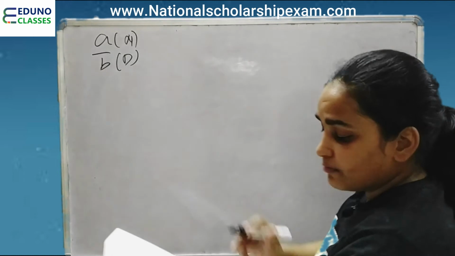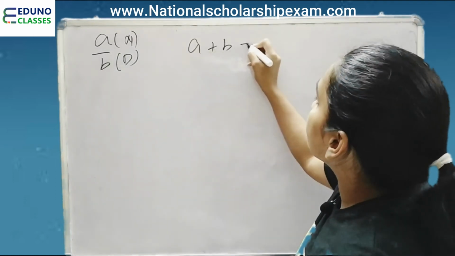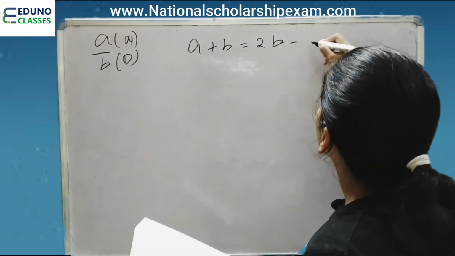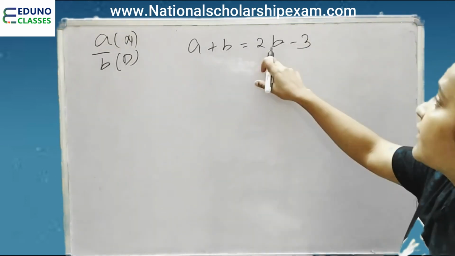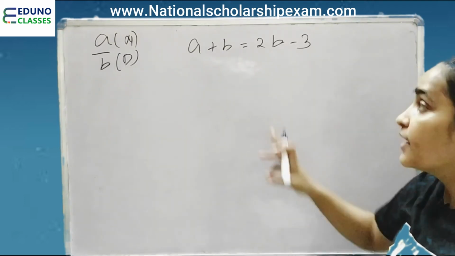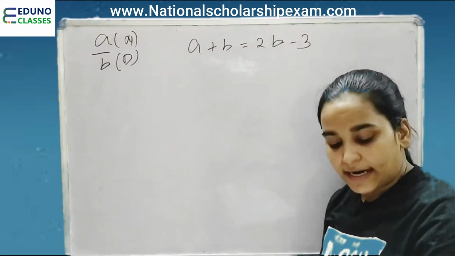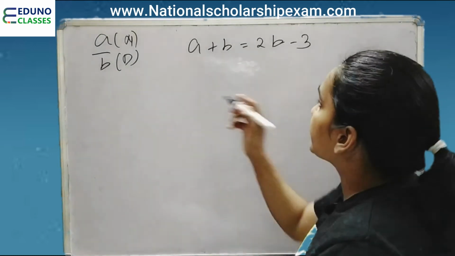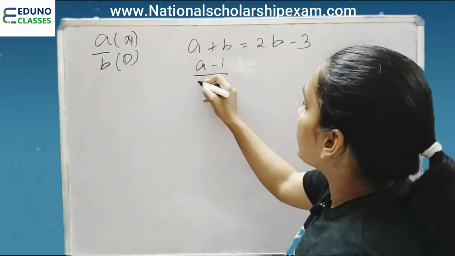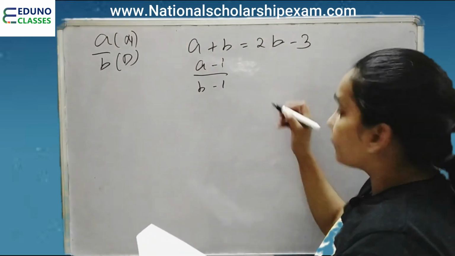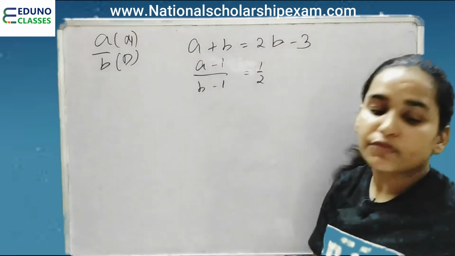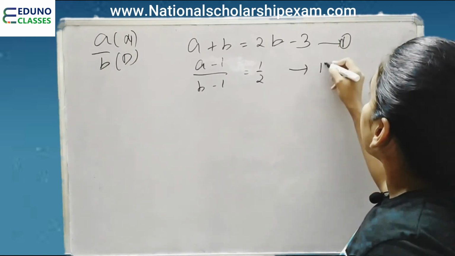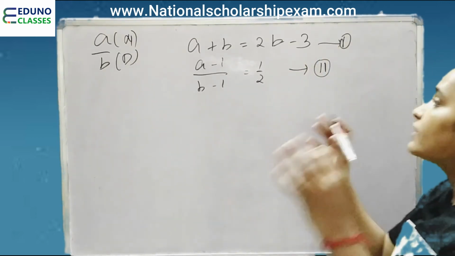It is saying the sum of numerator and denominator is 3 less than twice the denominator. So 2 into b minus 3 is equal to the sum of numerator and denominator. Then it goes on to say, if each of the numerator and denominator is decreased by 1, a minus 1 and b minus 1, the fraction becomes 1 by 2. So we have to find the fraction. How can we do that? We have equation 1 and equation 2, but these are not in simplified form. So first we will simplify these equations.